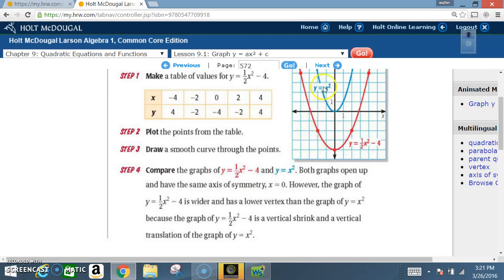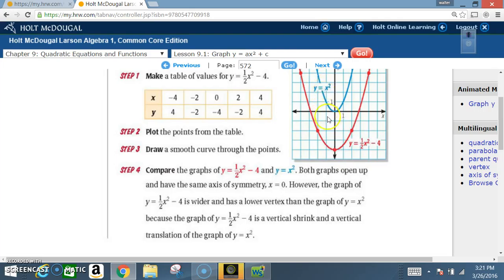And that is, the smaller the a value, here a is 1, here a is 1/2, the smaller the a value, the wider the graph. Here, we have that our c value was a negative 4. So that means the graph is going to come down 4. So 1, 2, 3, 4. Okay. So now once again, we have a shrinkage.